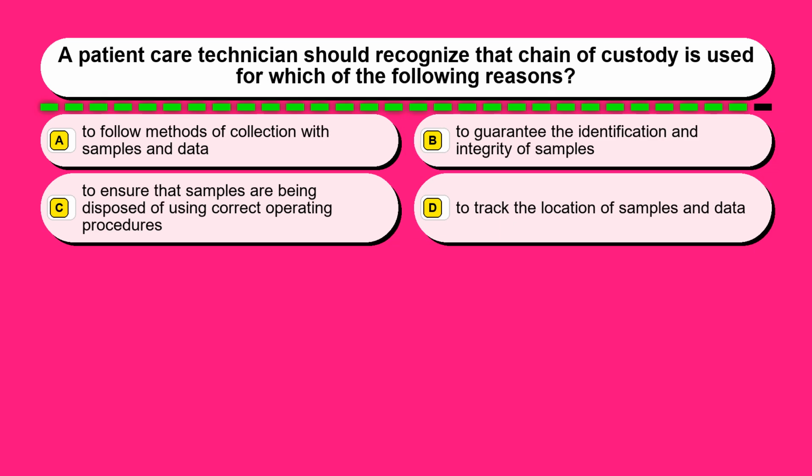Question 39. A patient care technician should recognize that chain of custody is used for which of the following reasons? Option A, to follow methods of collection with samples and data. Option B, to guarantee the identification and integrity of samples. Option C, to ensure that samples are being disposed of using correct operating procedures. Option D, to track the location of samples and data.